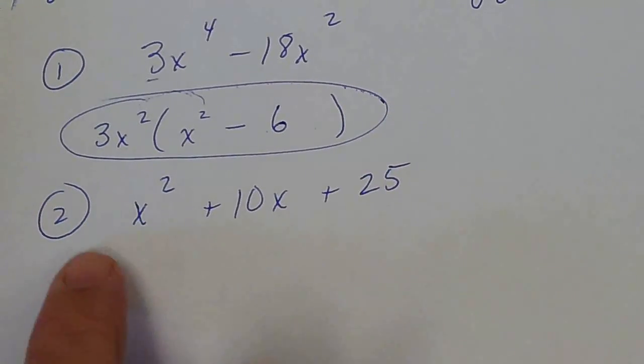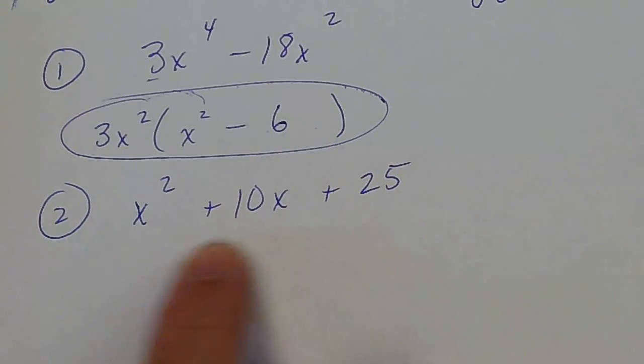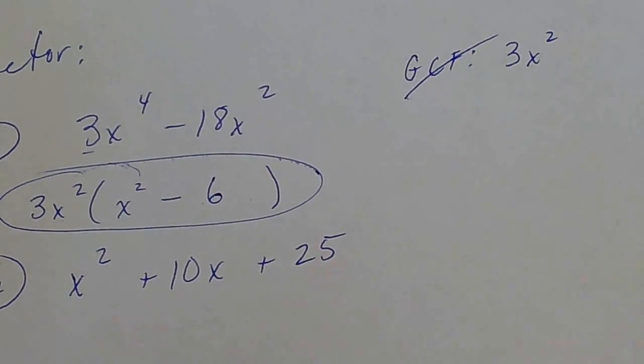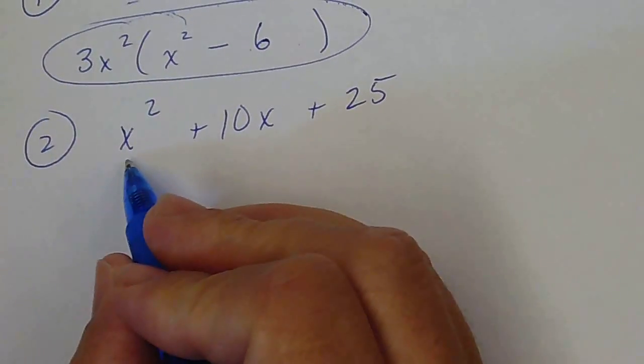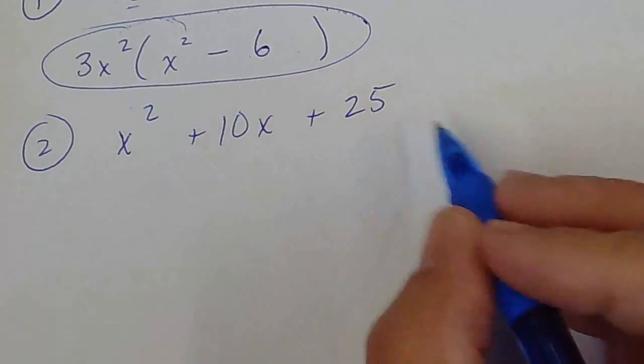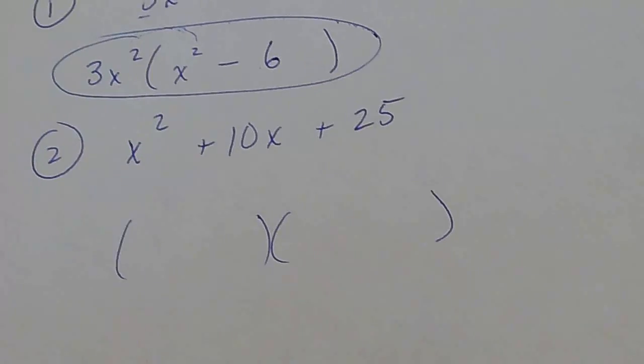Okay, 2, if we look for the common factor, there isn't one for all 3. So since all 3 don't have a common factor, this strategy is now gone. I'm moving on to something different. All right, so typically when you have a quadratic trinomial like this, second degree, 3 terms, we're trying to get it into 2 binomials.